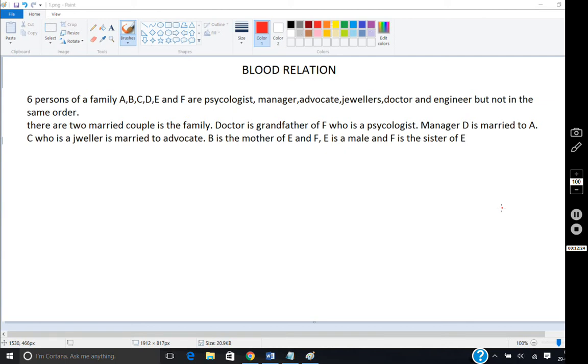Okay, so the first clue is, there are two couples in the family. Doctor is grandfather of F, means doctor is grandfather of F. Right, doctor here.